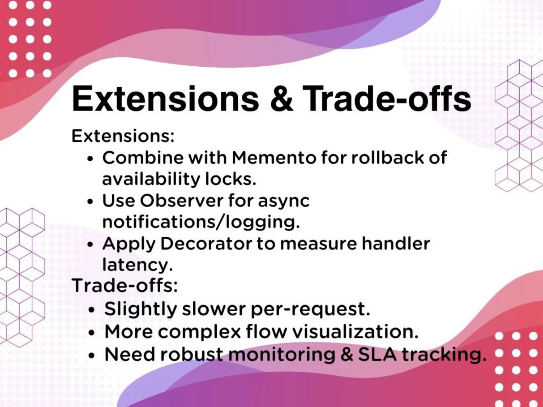Extensions and trade-offs. Extensions: combine with Memento for rollback of availability locks. Use Observer for async work like notifications or logging. Apply Decorator to measure handlers. Trade-offs: slightly slower per request, and a more complex flow visualization. It needs robust monitoring and SLA tracking.